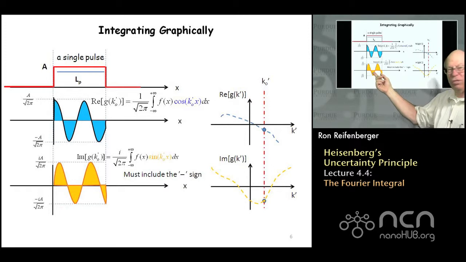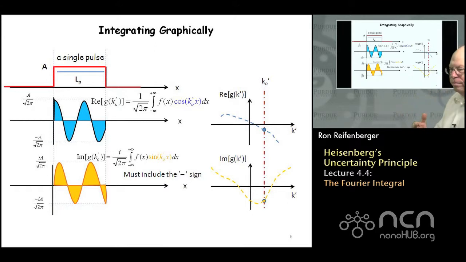This area here, which is negative, will cancel that area there, which is positive. Here I've got slightly positive area, which is greater than the negative area enclosed here. When I add this to this, I get a positive number. I have to remember the minus sign in my integral. So that means that ultimately the value of g of k prime at k prime equals k0 is going to be some negative value that I indicate schematically on this plot.